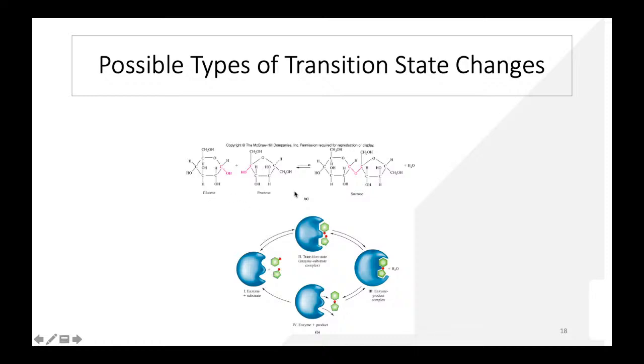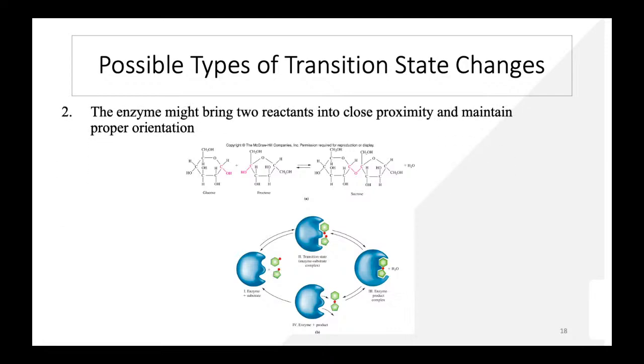So you have glucose and fructose, and then you have sucrose. The water molecule is removed, and there is a bond between the two, making a new product, sucrose. So that's also a type of transition state that happens. The enzyme might bring two reactants into close proximity and maintain proper orientation.